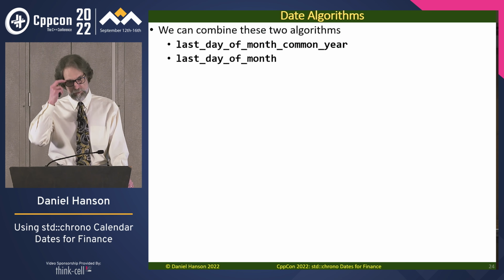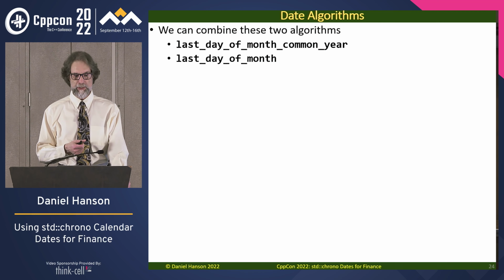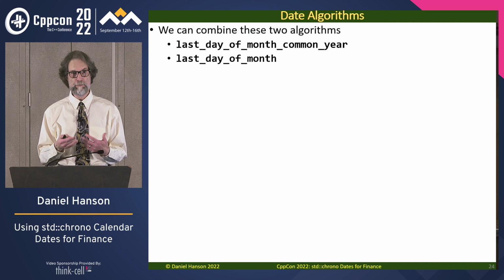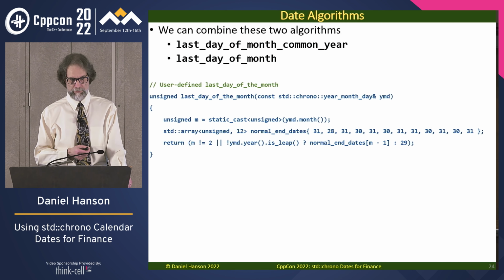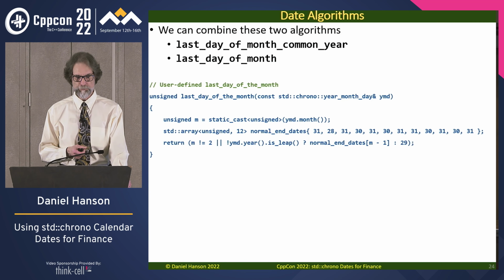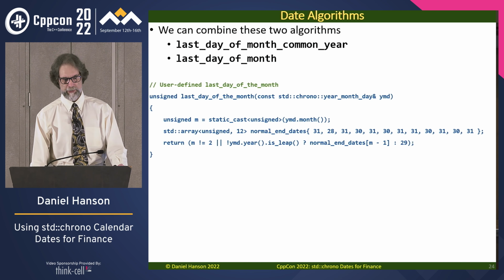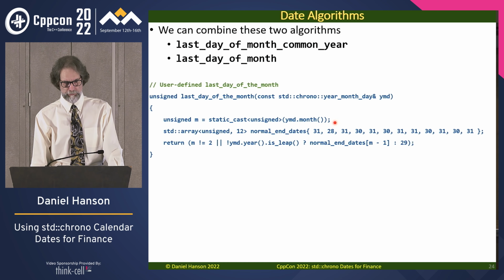There are two algorithms called last_day_of_month_common_year and last_day_of_month. So what I did is I went in the source code and I just combined them and came up with the function that you see here. So we take in a date by non-const ref, and we retrieve the month. Again, we get it by casting to an unsigned.